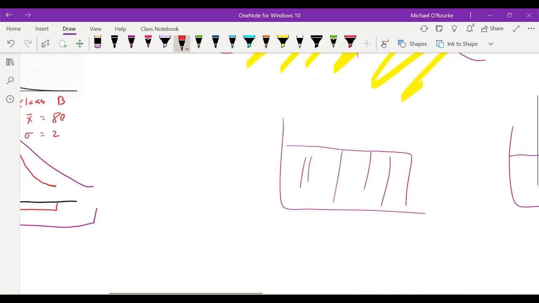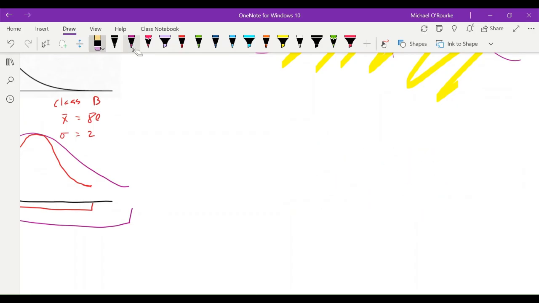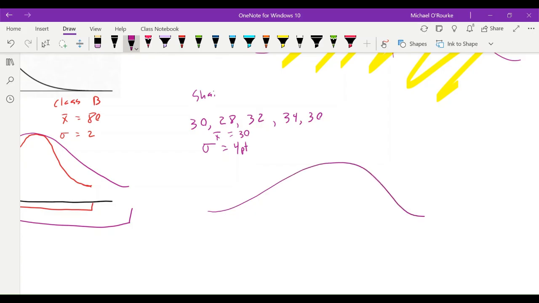Another example of this, let's say you have two athletes. Let's take basketball, basketball is a good one. So let's say basketball player A. Let's call this Shai. Shai Gilgeous-Alexander is really consistent. Over 5 games, he scores 30, 28, 32, 34, and 30. Now if we projected this all the way up through a season, let's say his standard deviation was 4 points, and let's say his mean was 30. So his standard deviation would be like this. He's really consistent.